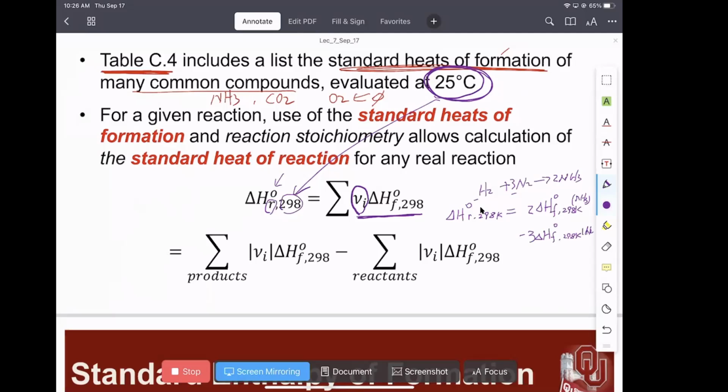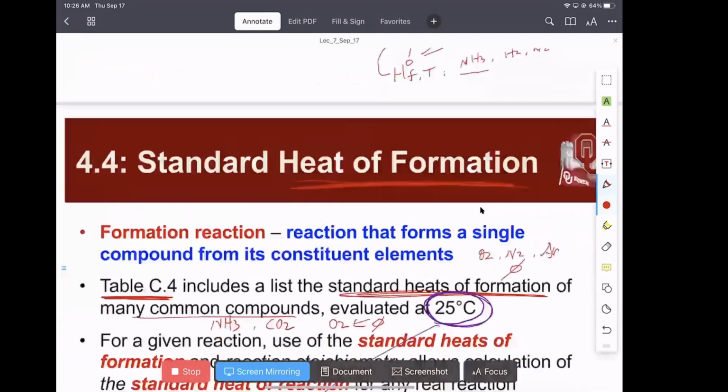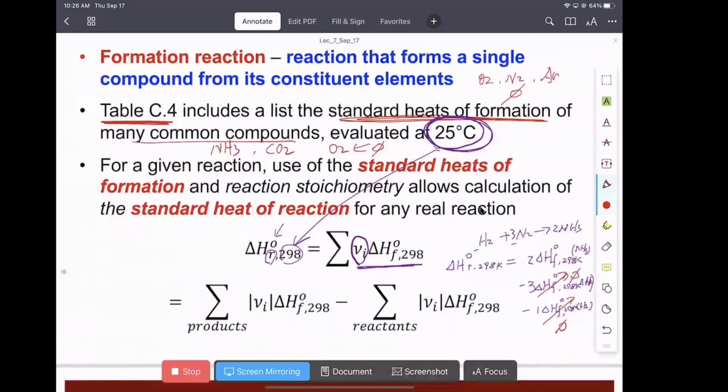Nitrogen, minus 1 ΔHF, standard state 298 K, of hydrogen. So that would be 0. That would be 0 because they themselves are the pure constituent elements. That is from the table, Table C4. And of course, we only have the value at this specified temperature, not other temperatures.